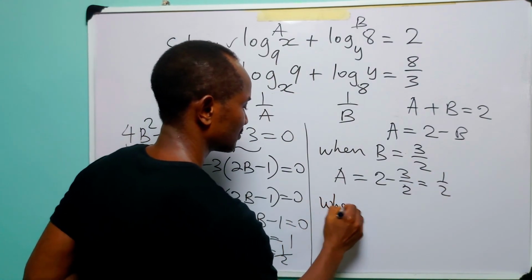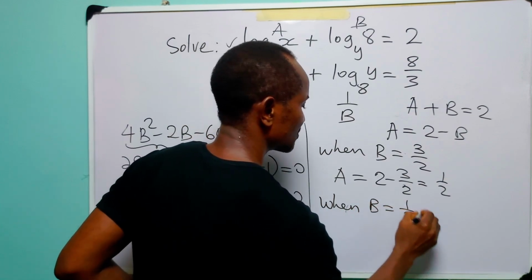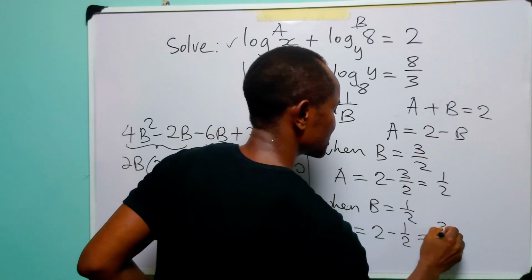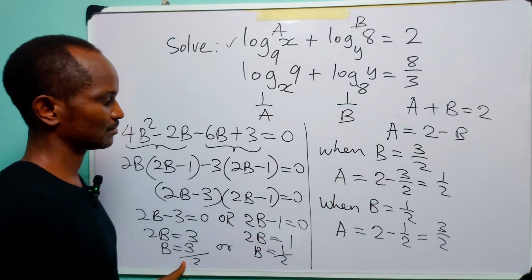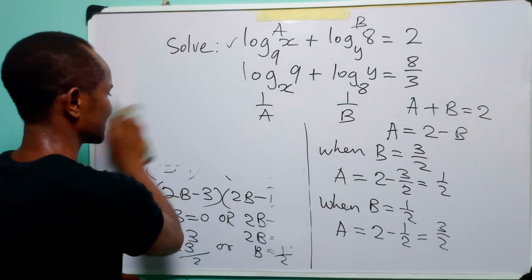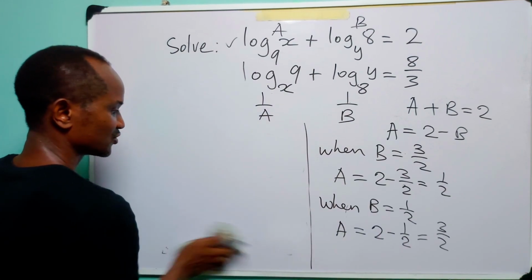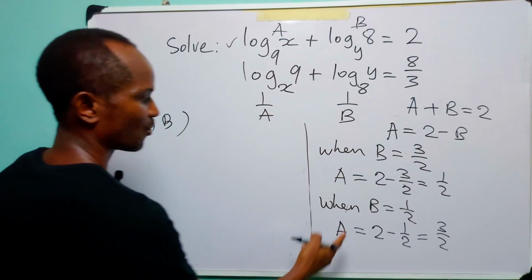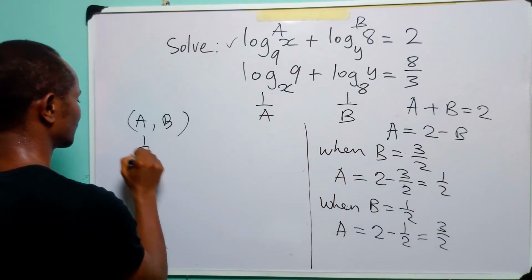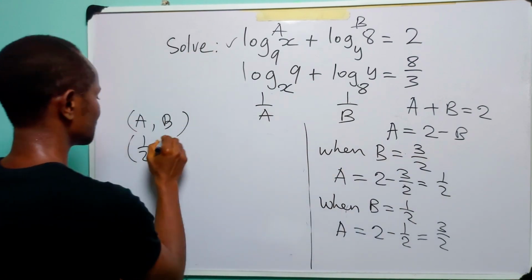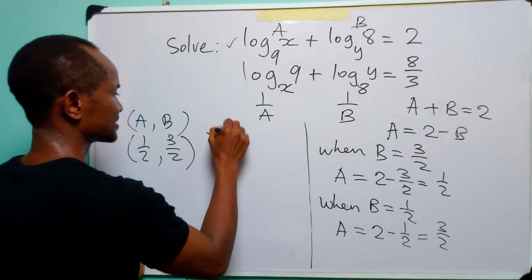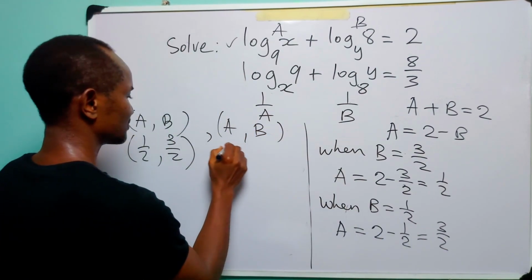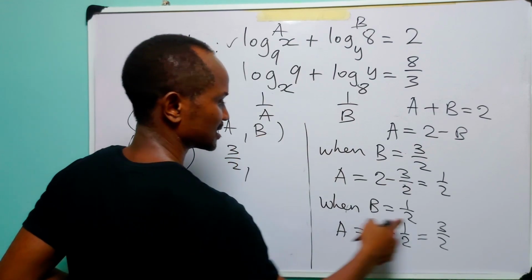And when b is equal to half, a is equal to 2 minus half, which is equal to 3/2. So we have that the 2 points that satisfy these two equations are (a, b), when a is half, b is 3/2. And the second point (a, b), when a is 3/2, b is half.